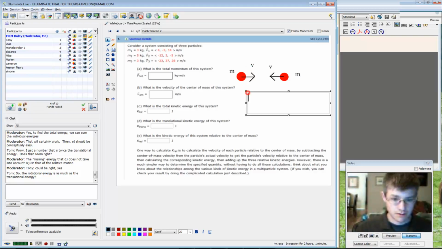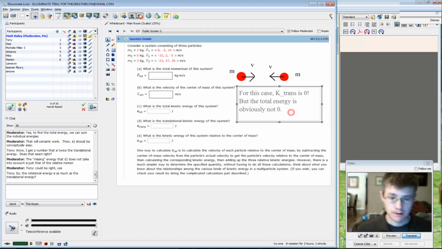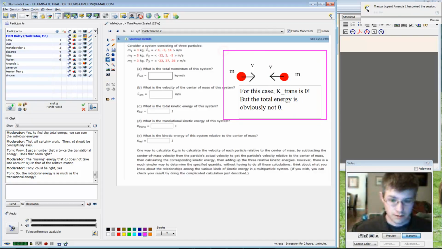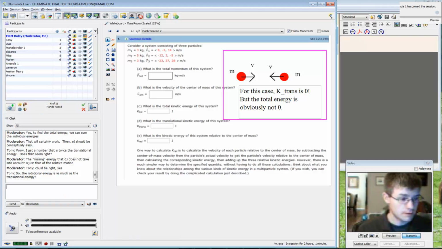This is a multi-particle problem, and some of the students were confused about why there would be a difference between the translational energy of the system and the total energy of the system. Well, it happens that the total energy in this case is greater because the translational energy does not take into account the relative kinetic energy.